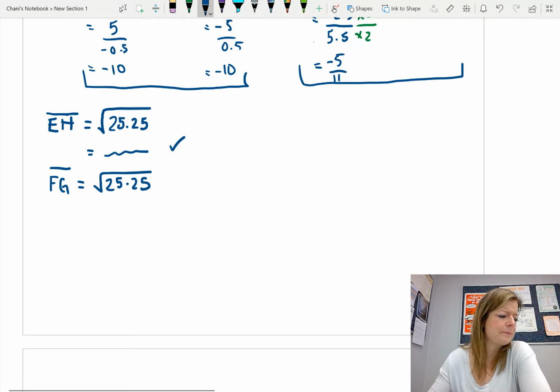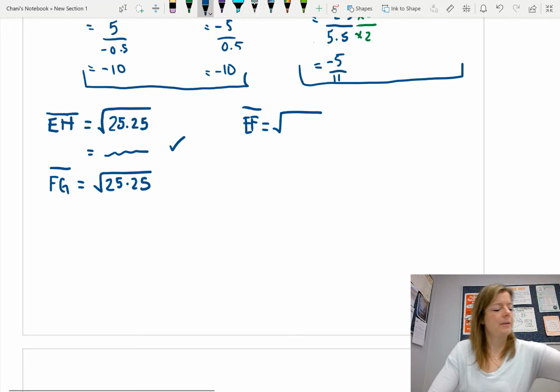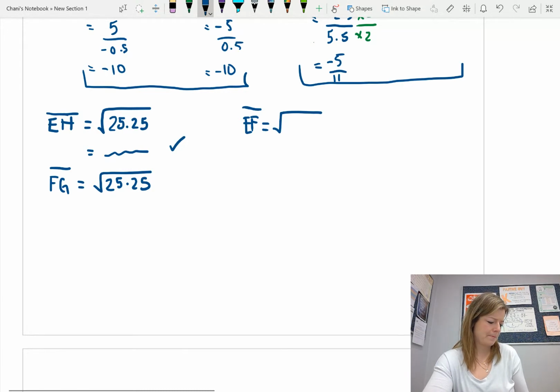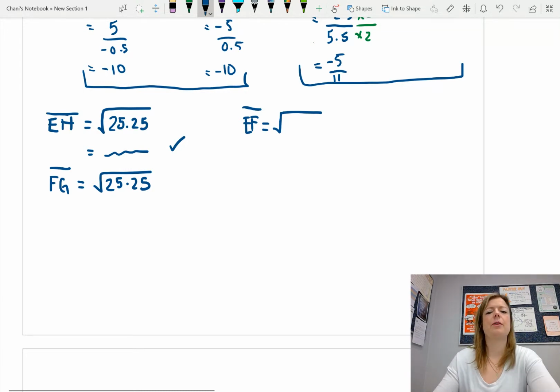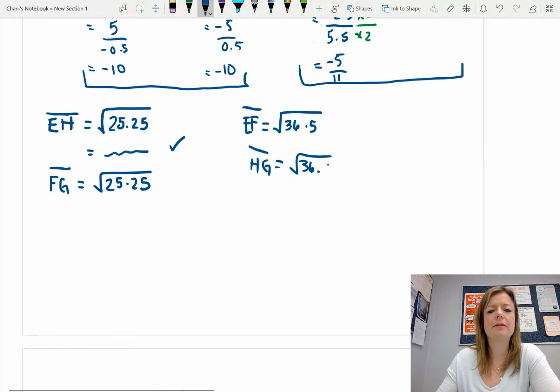So now let's check EF and HG. Again, you'll actually have to do more work to find these distance formulas. You can't go right to the end. Okay, so you get the square root of 36.5. And when you find HG, you also get the square root of 36.5.